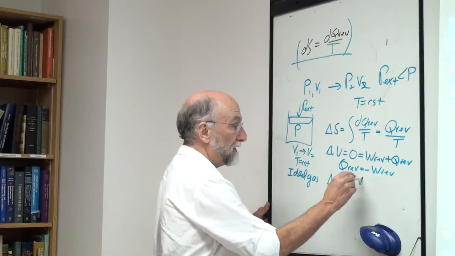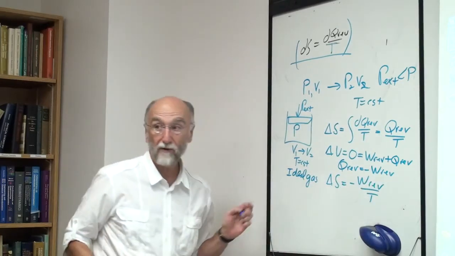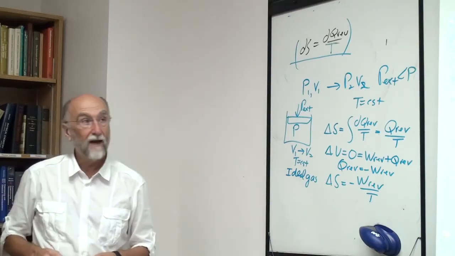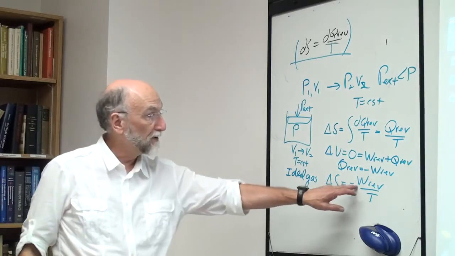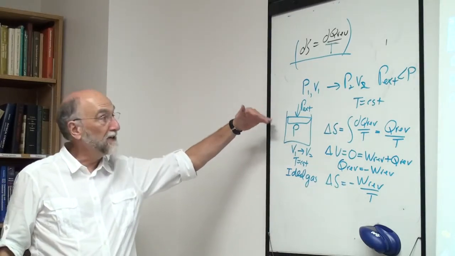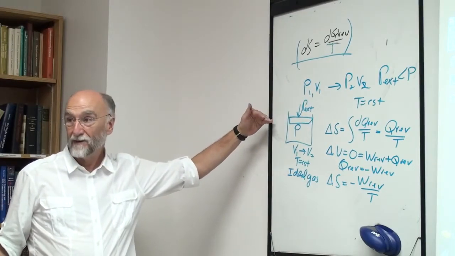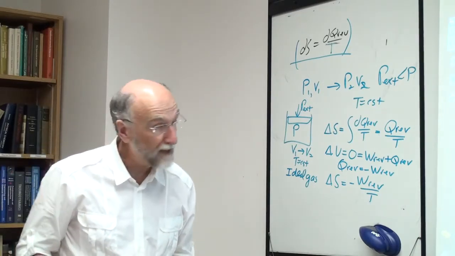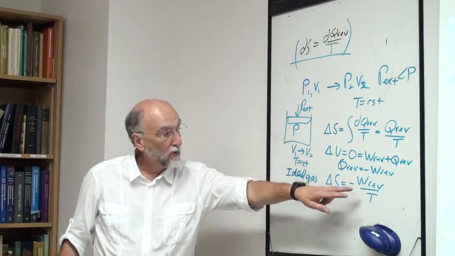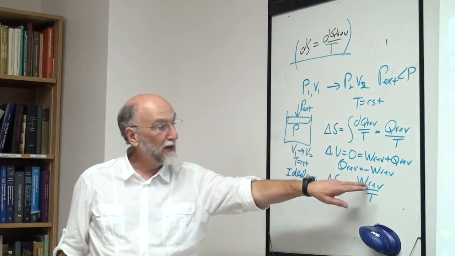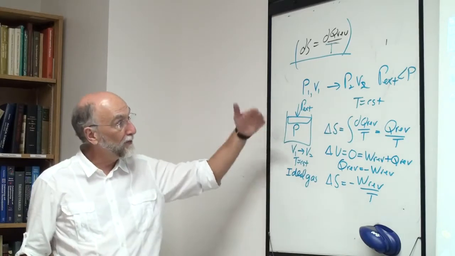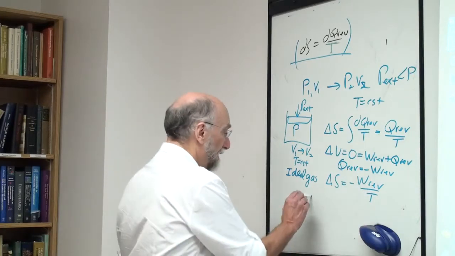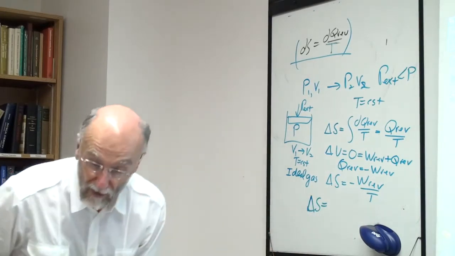So delta S is equal to minus W reversible, minus the reversible work over T. Okay. And last Thursday, I worked out the reversible work of expansion of an ideal gas isothermally, which is RT log V2 over V1. Remember we did that last time, it's in your notes from Thursday: the work of expansion of an ideal gas from V1 to V2 isothermally is nRT log V2 over V1.